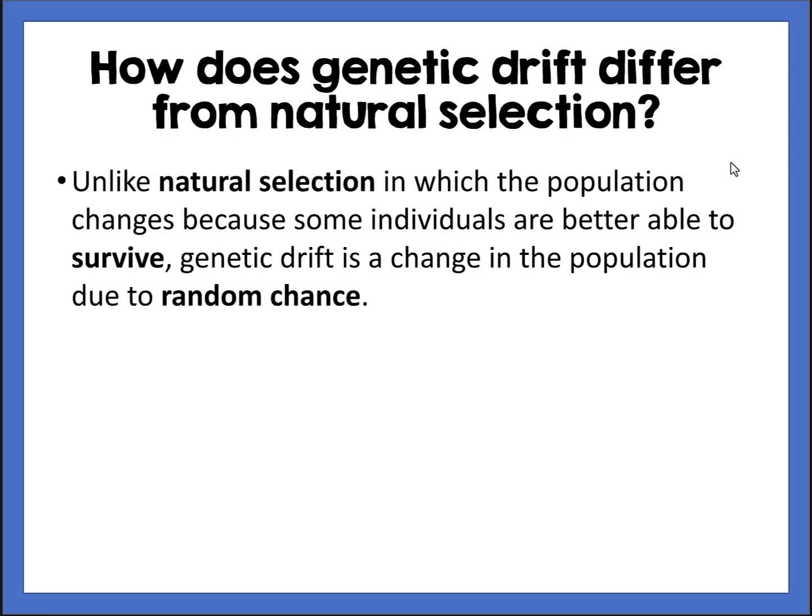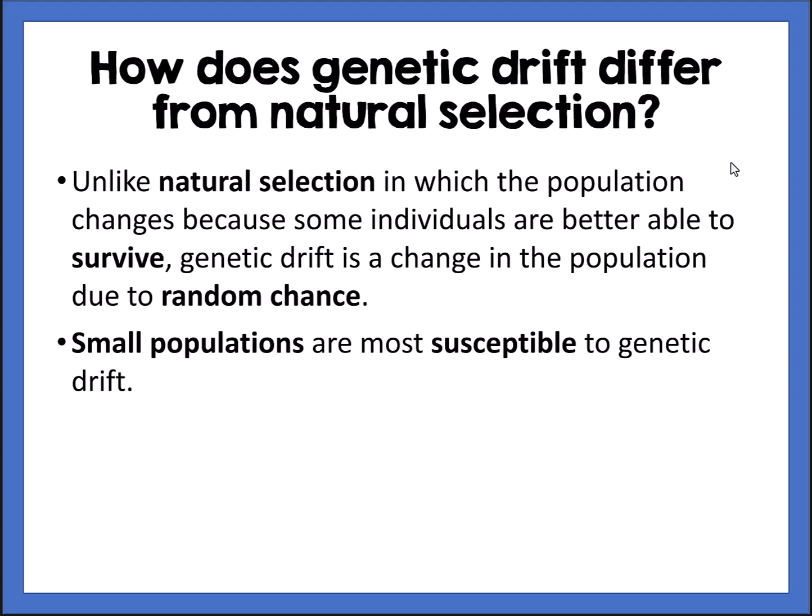So unlike natural selection, in which the population changes because some individuals are better able to survive, genetic drift is a change in the population due to random chance. So this is not a better adaptation, this is just a random change from the environment that is causing the population to change, the allele frequencies to shift. Small populations are the most susceptible to genetic drift because the changes in allele frequency are going to be the most evident in small populations.